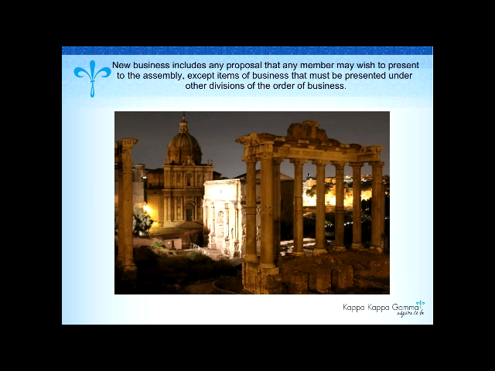Well, the point here was that the philanthropy chair wanted to change the fundraiser, but we got sidetracked about all the sexy places we could travel to. But this discussion is not new business, ladies. Remember that definition: new business does not include items of business that must be presented under other divisions of the order of business. So again, that's why that well-defined and approved agenda is so important. Order of business is clearly defined.